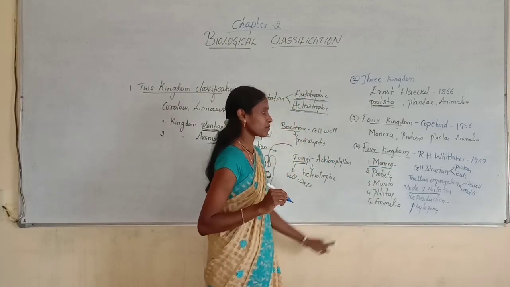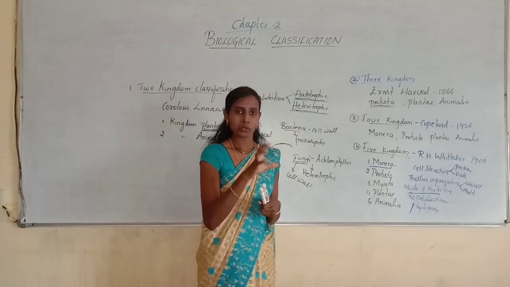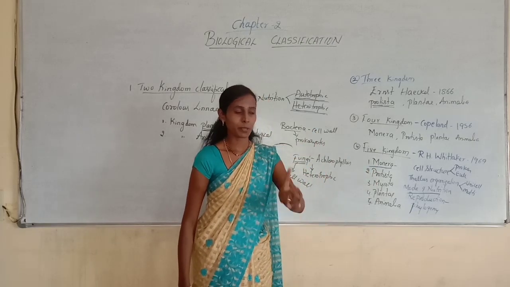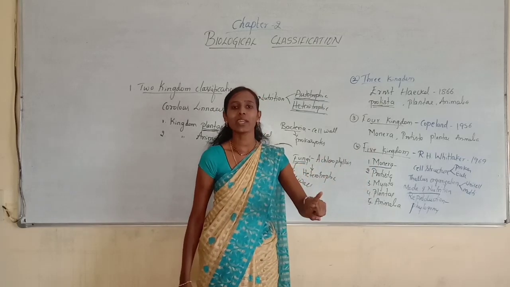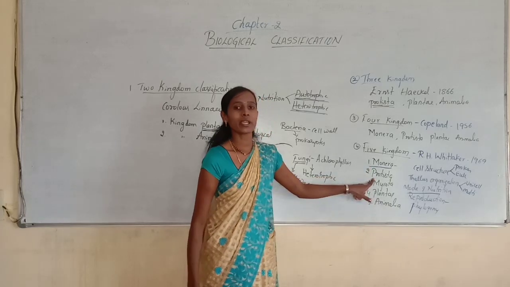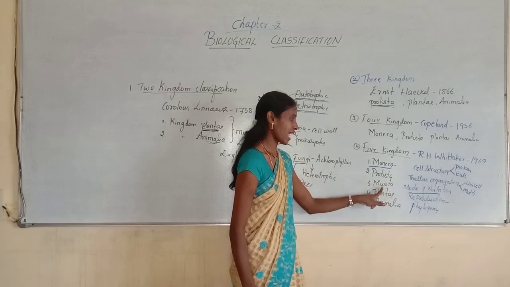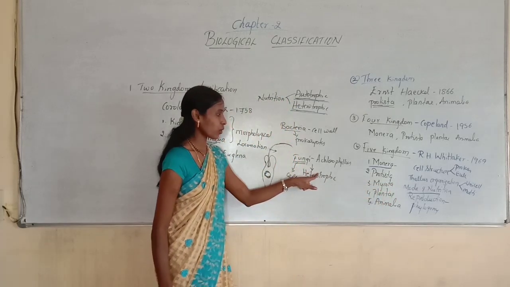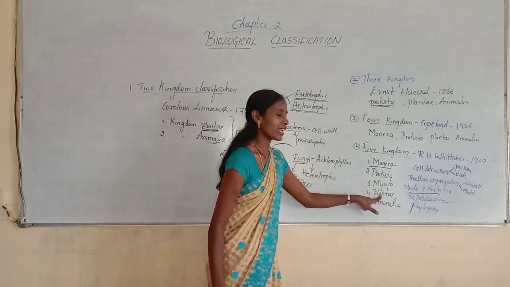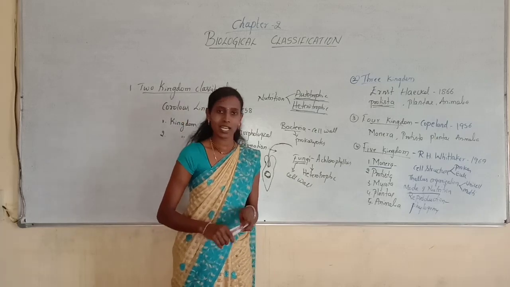In Whittaker's system of classification, Monera includes all microscopic prokaryotes. This is important. Monera includes only microscopic prokaryotes. You should remember, only kingdom Monera includes prokaryotes, and prokaryotes cannot be seen in the remaining kingdoms. That is very, very important. Protista includes microscopic eukaryotes, and Mycota includes achlorophyllous heterotrophic plants like fungi. Then Plantae includes all plants, and Animalia includes all animals. So this is about the five kingdom classification.